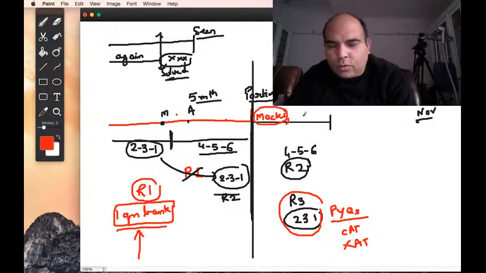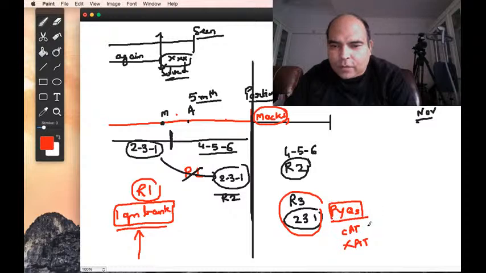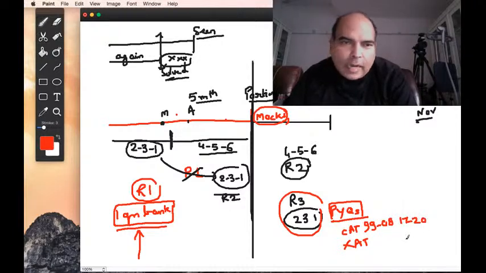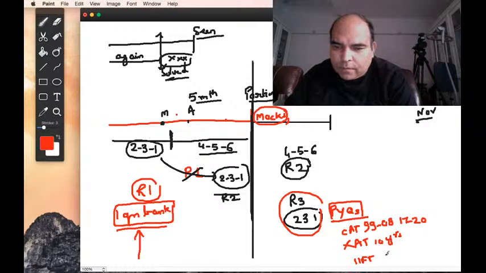You're getting into previous year questions. To CAT का previous year questions 99 to 2008 and then 17 to 20. That's the CAT previous year questions that you look at, and ZAT का previous year questions you have to look at last 10 years. ZAT last 10 years will be enough, and IFT also last 10 years will be enough.